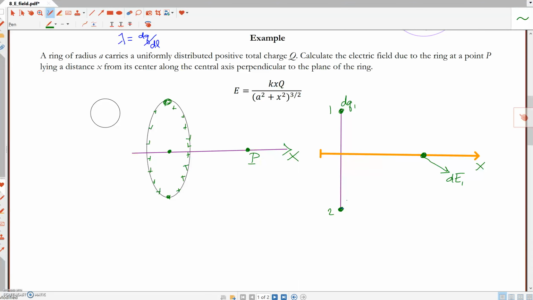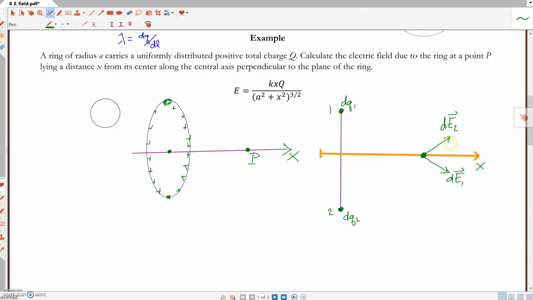Likewise, the little itty bitty bit of charge at this point too, I'm going to call dq2, and it creates an electric field radially away from this, like so, dE2. Oops, and these are vectors. Now notice that these vectors are somewhat symmetric. So what would happen if I add dE1 plus dE2?